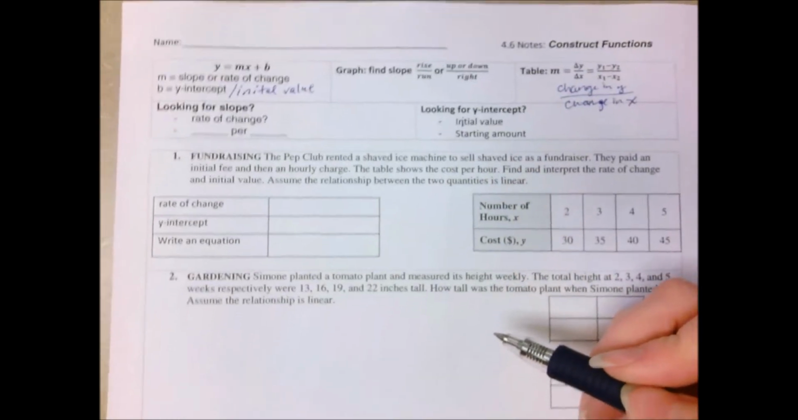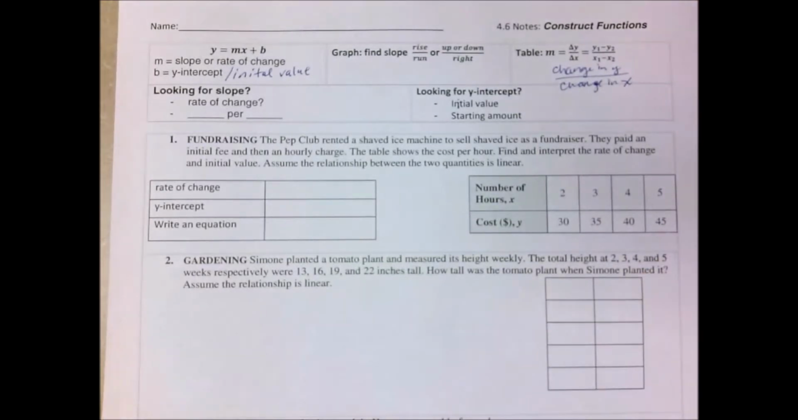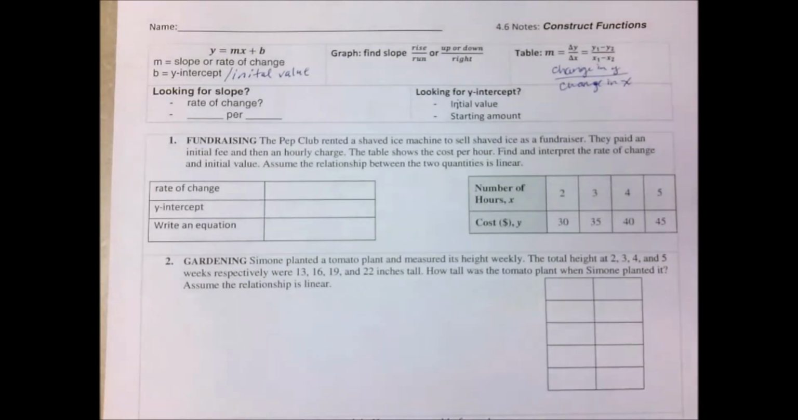So, in question 1, the Pep Club rented a shave ice machine to sell shaved ice as a fundraiser. They paid an initial fee and then an hourly charge. The table shows the cost per hour. Find and interpret the rate of change and the initial value. Assume that the two quantities are linear.